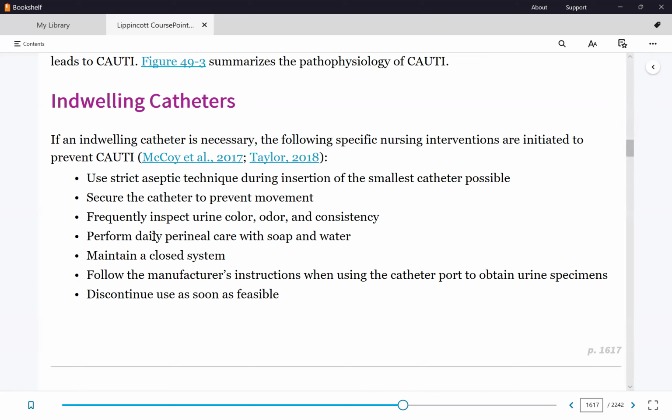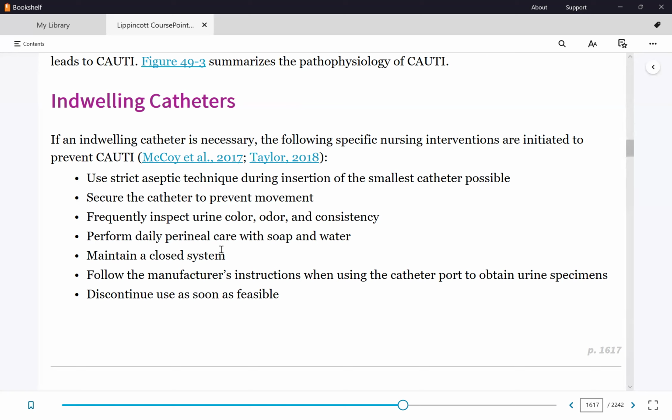Perform, now, I know this says daily perineal care, but is it really restricted to daily? No, it should be after every bowel movement or after urinating, because you do the same, yeah? You wipe from back to front, yeah? Front to back. Okay, front to back. Okay, very good. So every time after, especially a bowel movement.